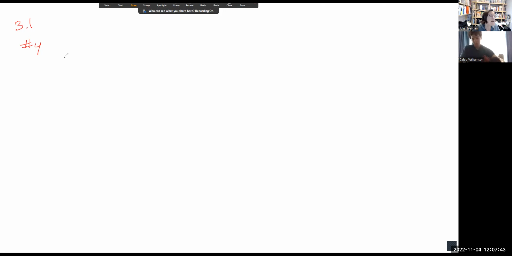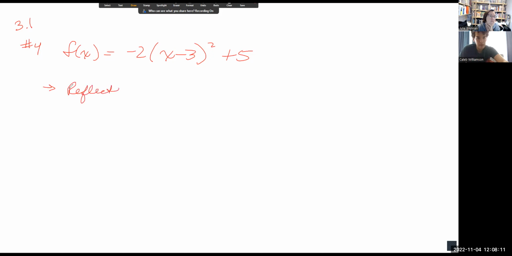it says, if you're given that f of x is equal to -2(x - 3) squared plus 5, what does that tell me? The graph is shifted up 5, over to the right 3, and it's flipped, and stretched vertically by 2. Exactly. You have 4 transformations here.